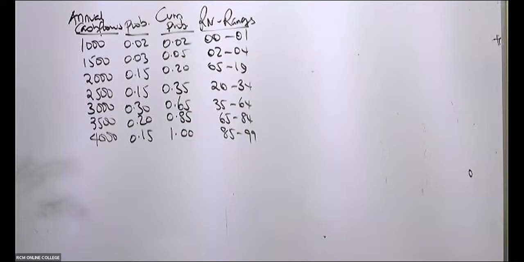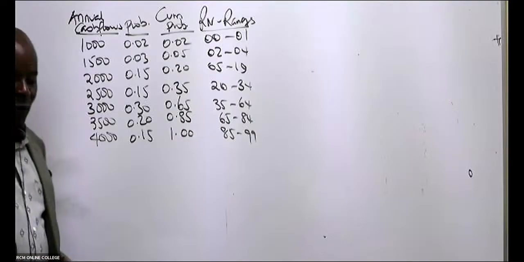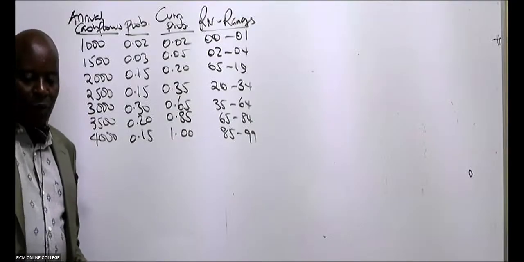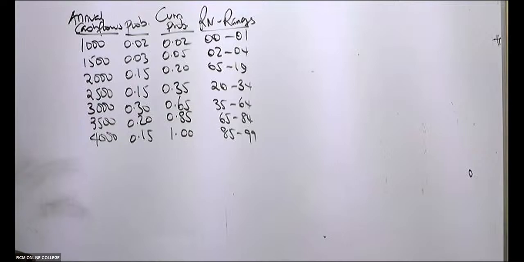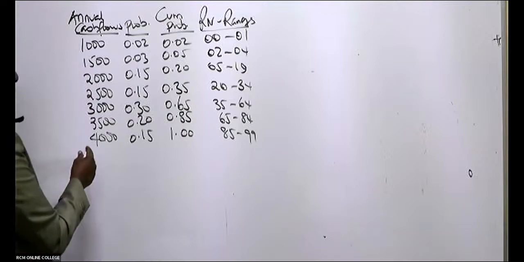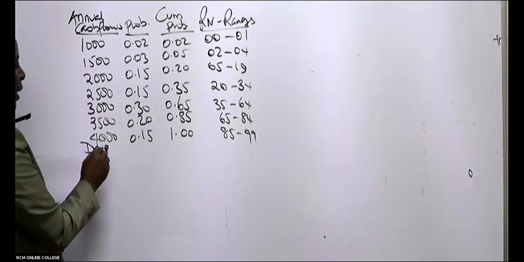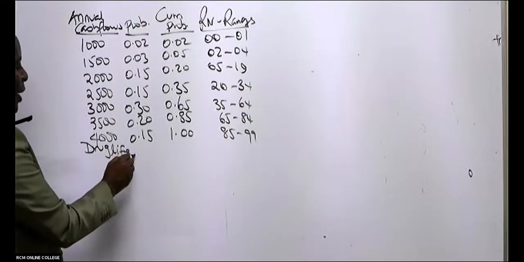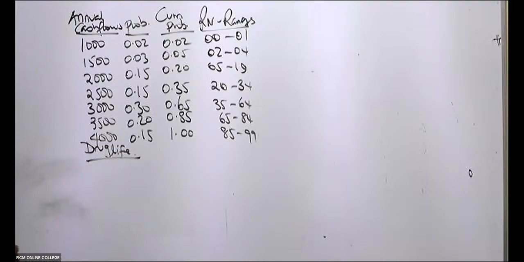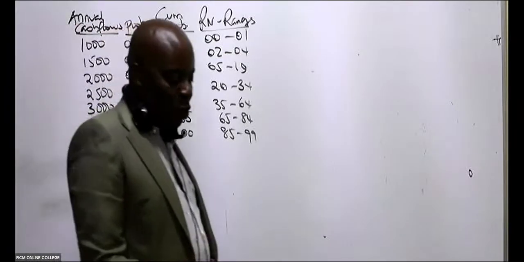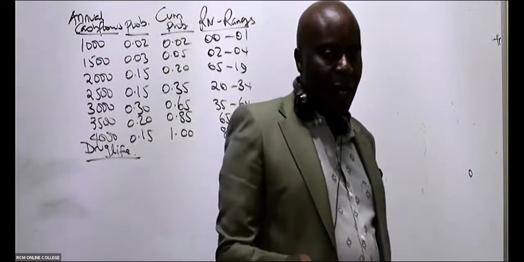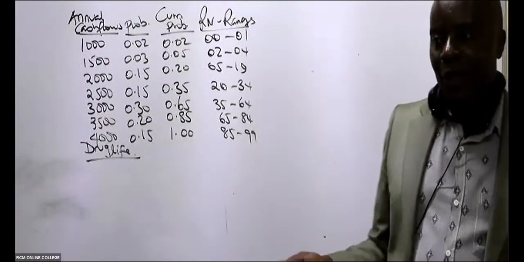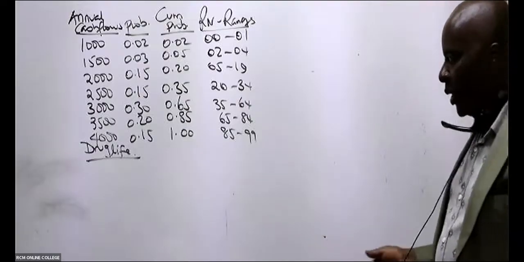So that is the first variable, which is influencing. From there, ladies and gentlemen, go ahead and give us the drug life. This is another variable, an independent variable. So you bring drug life, then you give us cumulative probabilities, which you will be able to ascertain from the probabilities given, and then you give us random number ranges.